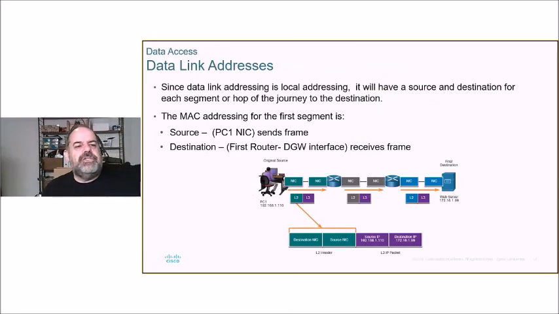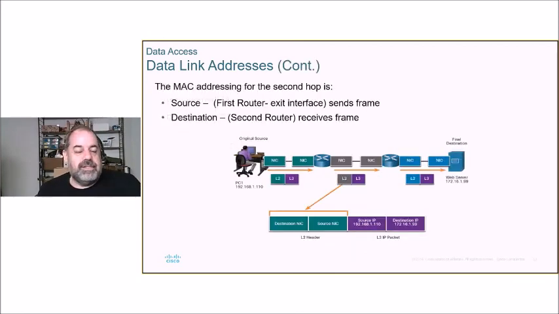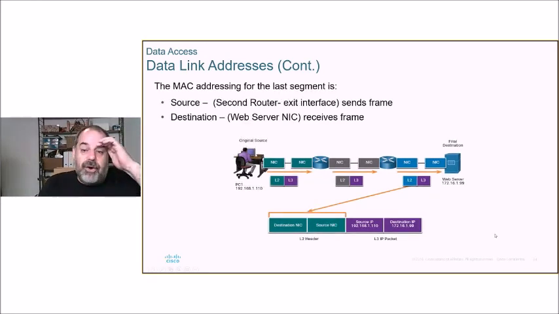Okay, so data link addresses. Since data link addressing is local addressing, we'll have a source and destination for each segment or hop of the journey. And so basically the MAC addressing for the first segment is source PC1, destination the router, which of course is the first host that needs to receive that frame on the way. The MAC addressing for the second hop will be source the first router, destination the second router. And then the last hop, we've finally gotten to the same network as the web server, and so the source MAC address will be the router here, and the destination will be the web server, finally.